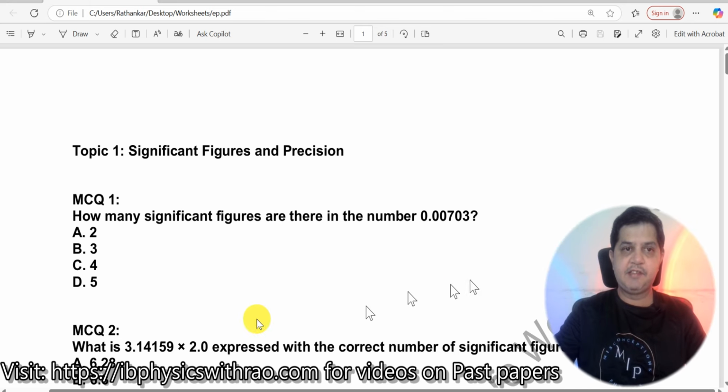Okay, so let us start with these questions. The topic here is about significant figures and precision. This time I will be recording all the 5 questions pertaining to one full worksheet.